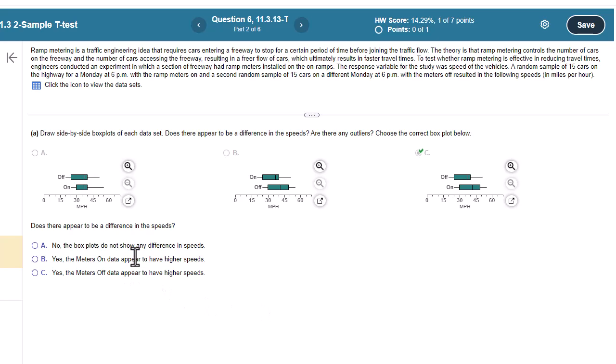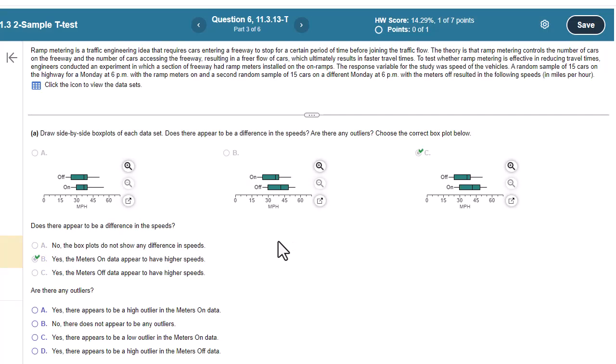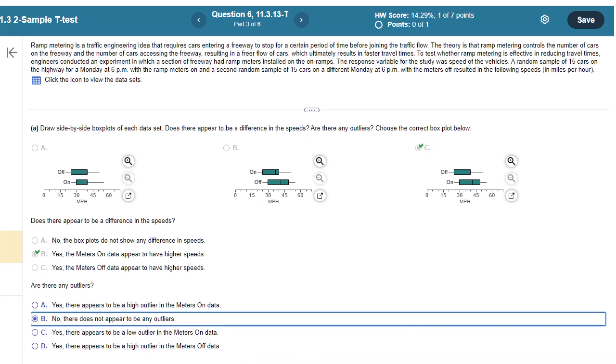Does there appear to be a difference in the speeds? I'd say so, just from looking at it. I mean, if we look at our medians, there's definitely a shift over here with the higher speeds in the on. So meters on appears to have higher speeds. Are there any outliers? Didn't see any outliers here. So nope.